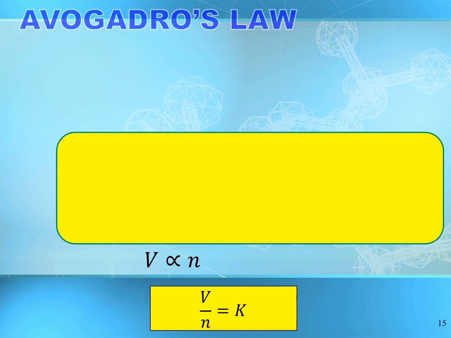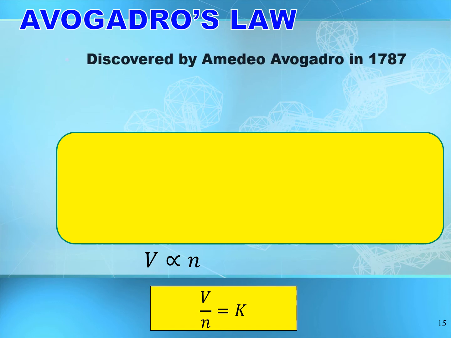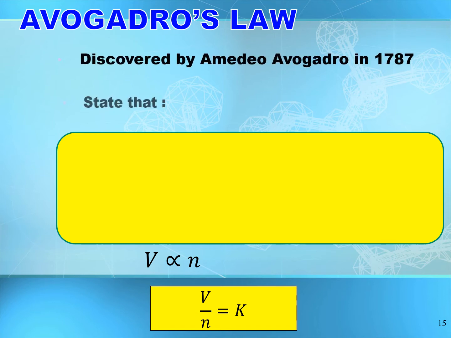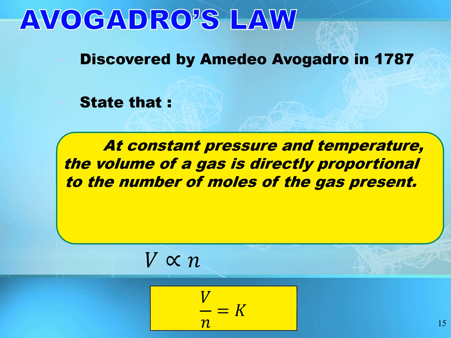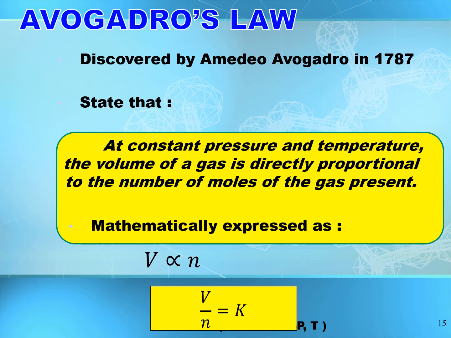The third gas law is Avogadro's law. It was discovered by Amedeo Avogadro in 1787. It states that at constant pressure and temperature, the volume of a gas is directly proportional to the number of moles of the gas present, mathematically expressed as volume directly proportional to the number of moles at constant pressure and temperature, or volume divided by number of moles will become constant.